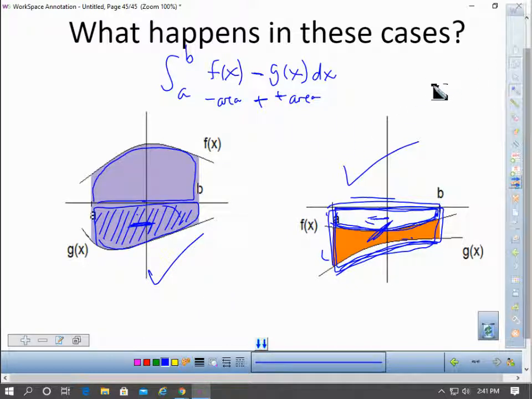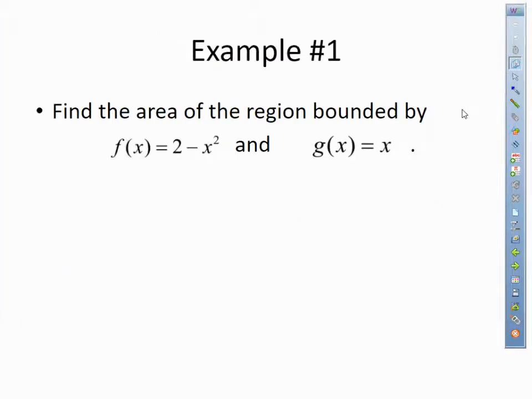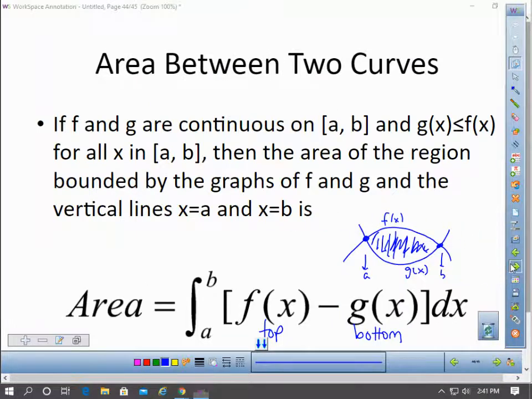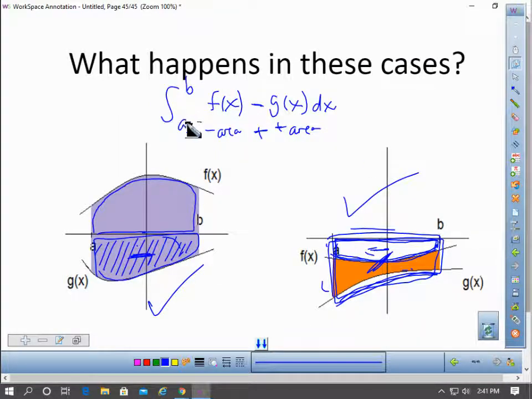So the way to find the area between two curves is always to do top curve minus bottom curve every single time. It's always going to be the integral from a to b of top curve minus the bottom curve every single time. And you're going to integrate that, and that'll give you the area between the two curves.